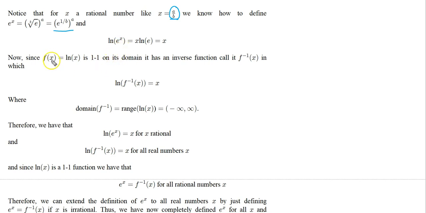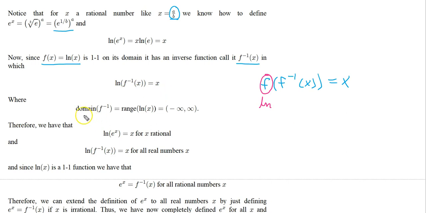Now let's note this. Since f of x equals our natural logarithm function is 1-to-1 on its domain, it does indeed have an inverse function. Let's just call it f inverse of x. And that inverse function will satisfy this: the natural log of f inverse of x equals x. Remember, that's just saying that f of f inverse of x equals x. The f in this case is the ln. So that's all we're saying here.